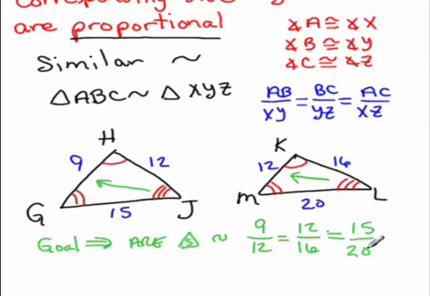Now, as in the previous problem, we can check our cross products to see if they are all equal, or we can make it a little easier on ourselves. Well, let's check our cross products. 9 times 16 is 144. 12 times 12 is 144. 12 times 20 is 240. 16 times 15 is also 240. And also, if we check the outside, we have 9 times 20, 180. 12 times 15 is also 180.